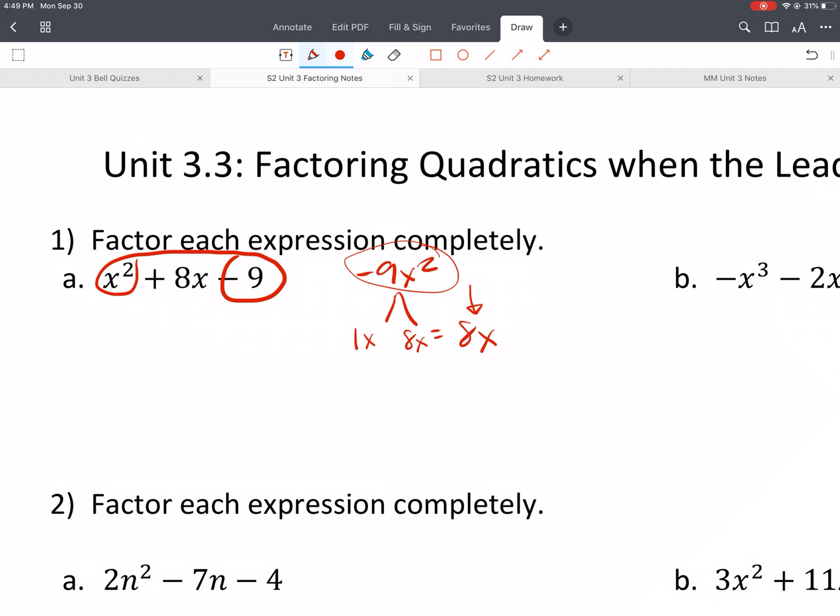Oops, sorry. 9x, okay? But this is negative, so we've got to make one of these be negative. It would probably need to be the negative 1, and that would end up giving us our positive 8x. Since a, the number in front, is not shown, that would be a equals 1. You could put a 1 there and it wouldn't make any difference. We can use the shortcut, so x minus 1 times x plus 9.